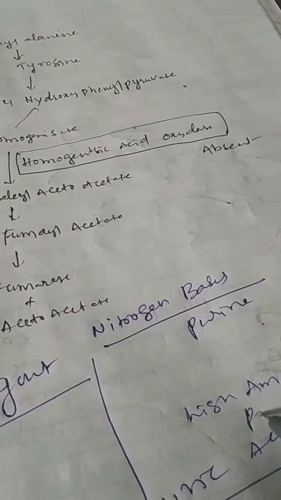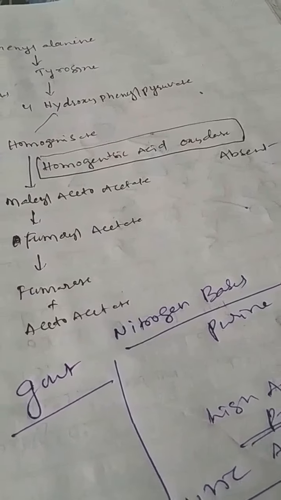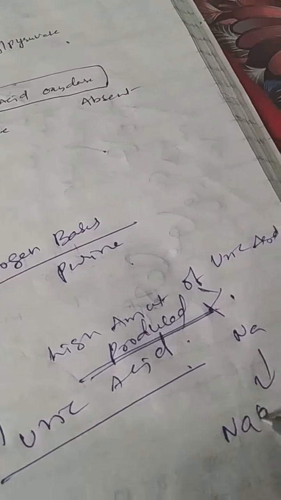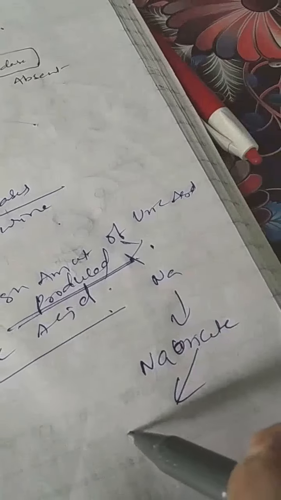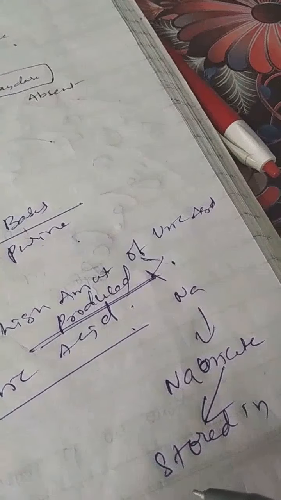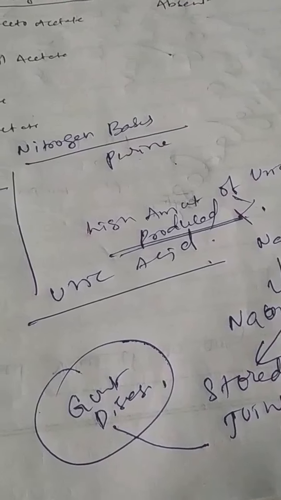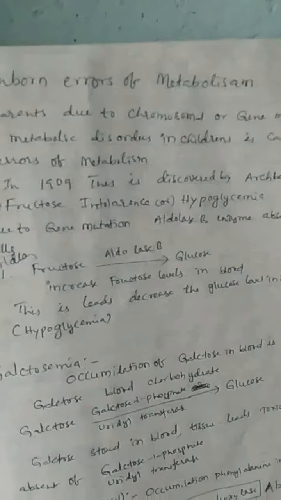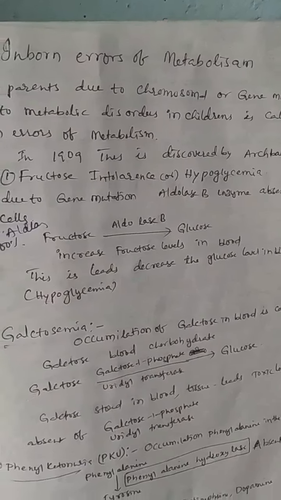A high amount of uric acid is produced. So this high amount of uric acid reacts with sodium to form sodium urate. This sodium urate is stored in the joints. That leads to gout disease. Okay, so this is one more disorder. Actually, gout is not an inborn error of metabolism, but the enzyme is absent, which leads to overproduction of uric acid, and that leads to gout.